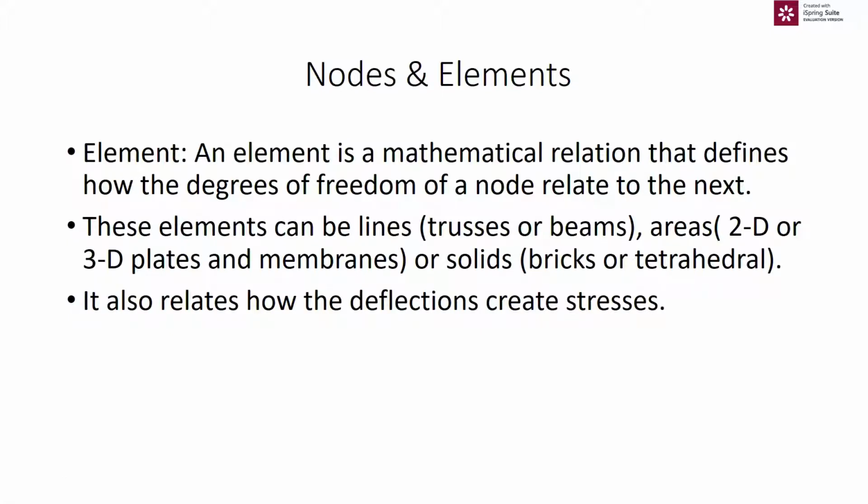An element can be defined as a mathematical relation that defines how the degrees of freedom of one node relate to the next. These elements can be lines. When we solve the problem of trusses and beams, the elements that we use are 2D elements. We can use multiple 2D elements to create a 3D plate or 3D element, a solid element, bricks or tetrahedral. It also relates how the deflection creates stresses. So it depends on what element type we are using. On the basis of that, we can get the stress and strain in the element.